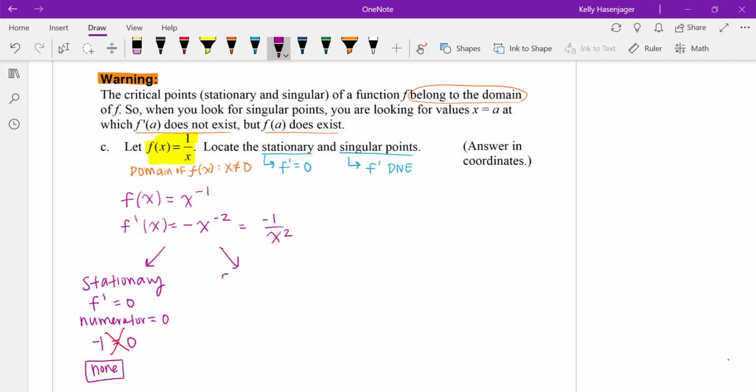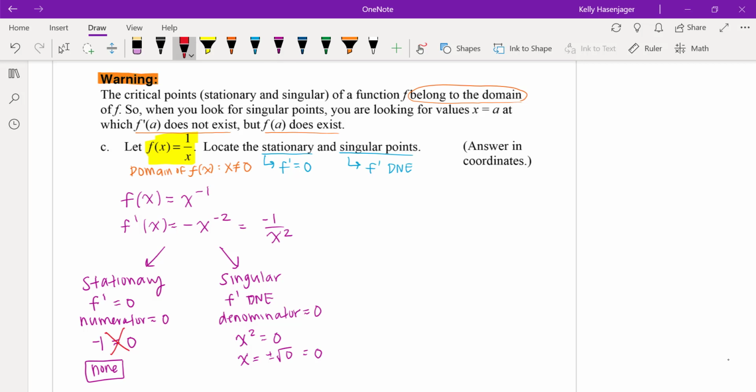On the other hand, let's find our singular point, which is where our derivative does not exist. If we have a fraction, the only place it's not going to exist is when the denominator is equal to 0. So let's set the denominator equal to 0. That's x squared equal to 0. To solve for x, we're going to use that square root property. So x is equal to plus or minus the square root of 0, cannot forget the plus or minus, which in both cases is 0 anyways.